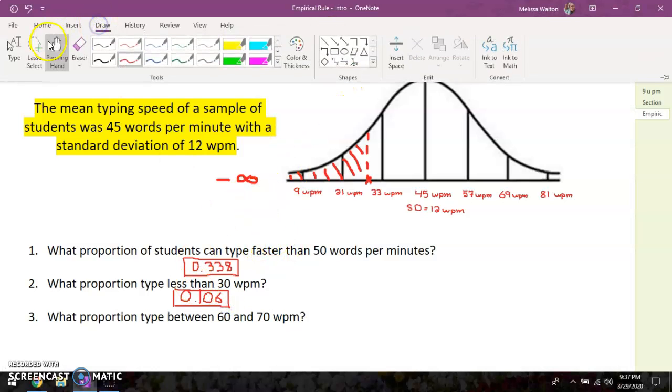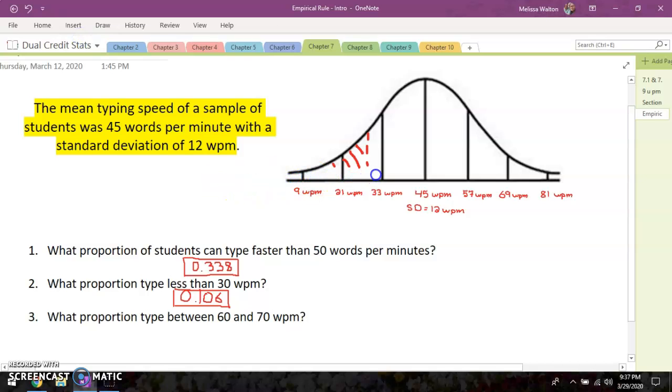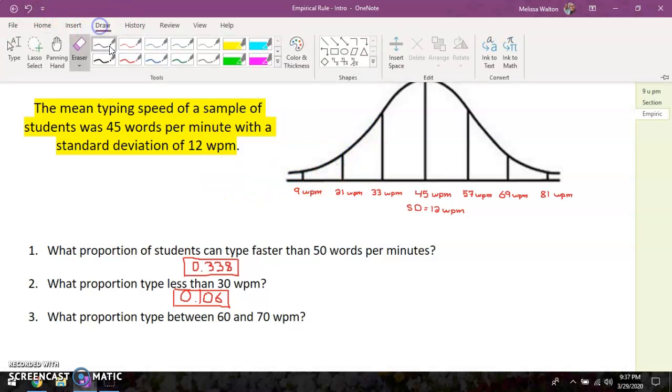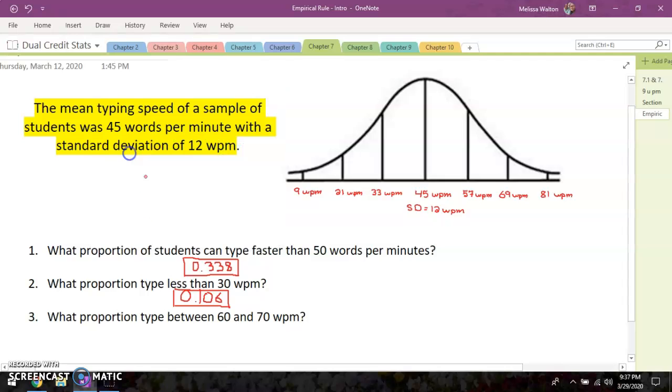All right, and my favorite one, let's go ahead and look at this one. We have been asked to figure out what proportion type between 60 and 70 words per minute. I'm going to go ahead and just kind of draw a diagram here between 60 and 70. 60 would be right here, 70 would be right here. So I'm looking for what percentage are in between those two. All right, between 60 and 70, that's right here. Well, I don't have to go off towards infinity in either direction. I'm just looking, hey, what's between 60 and 70?